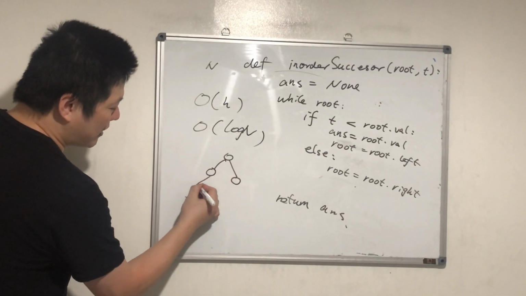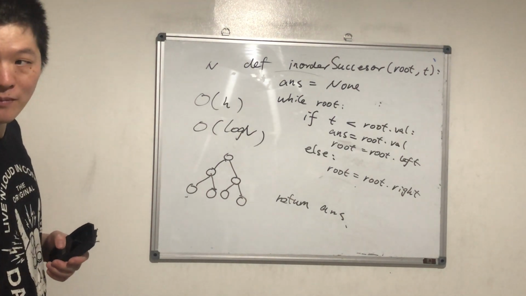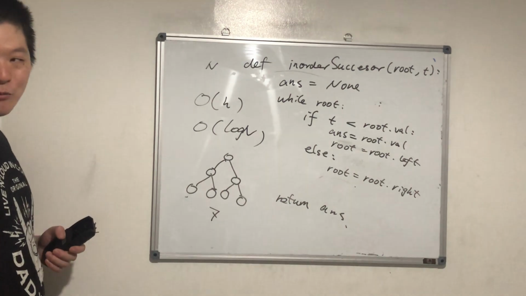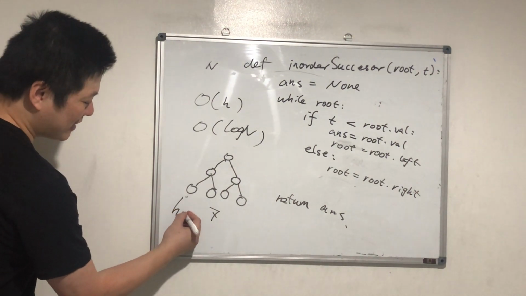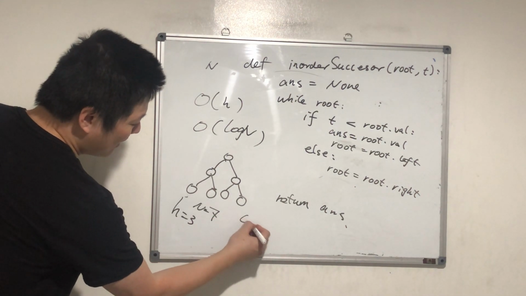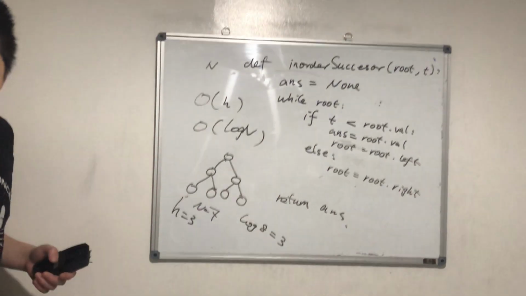This binary tree. How many nodes are there? 7 nodes. Height is what? 3. So height equals 3 and nodes equals 7, so it's roughly 8. So log 8 is 3. Does it make sense?